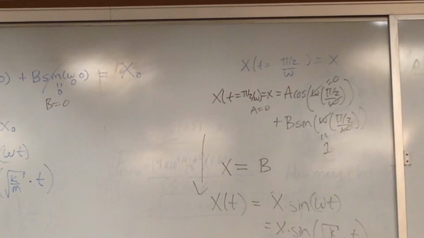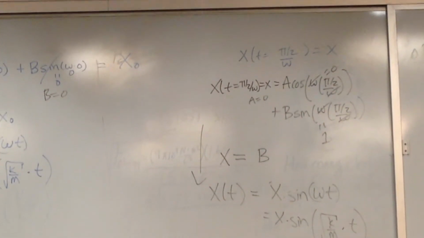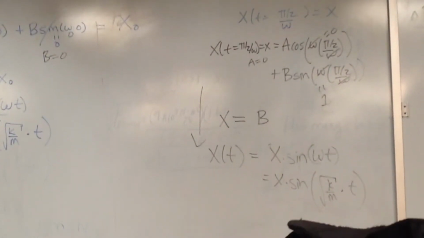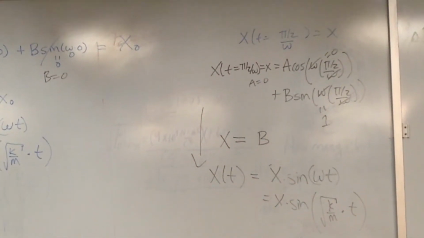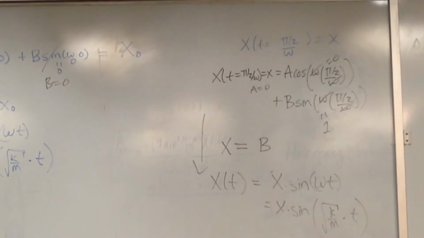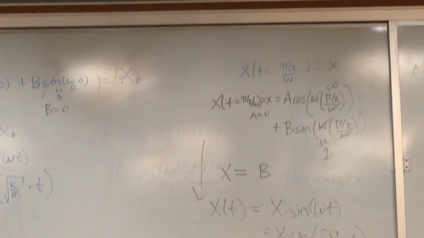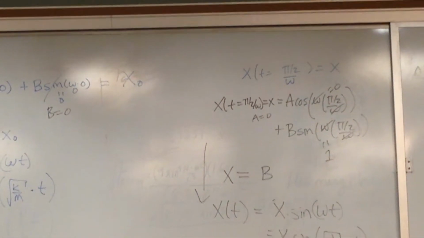Why isn't x of t equals x initial like that one? What do you mean? X sine omega t, right? Why isn't it x initial like for cosine?